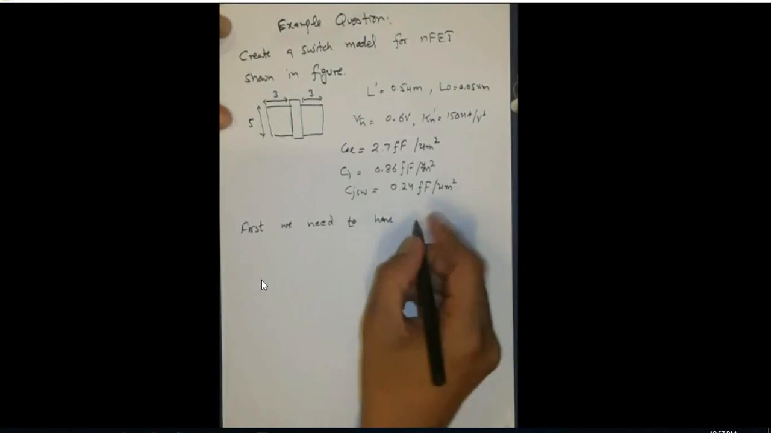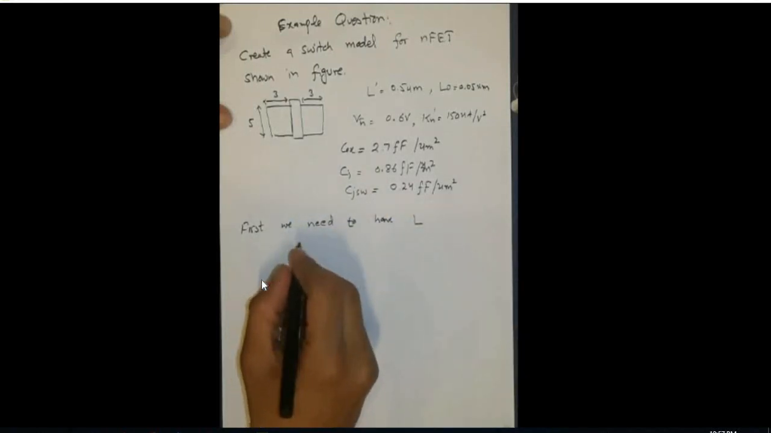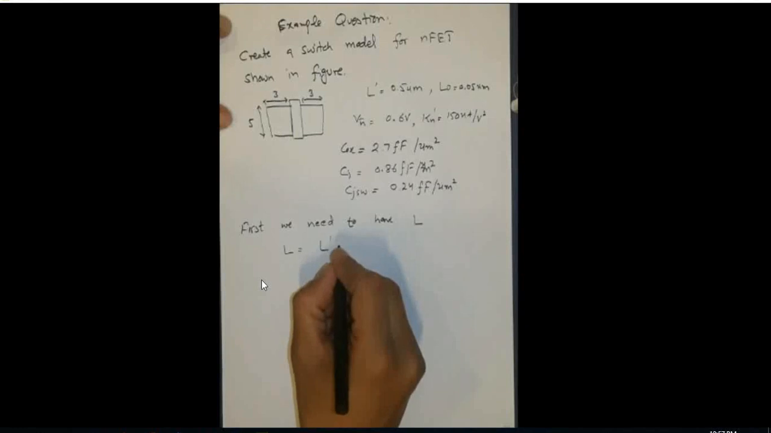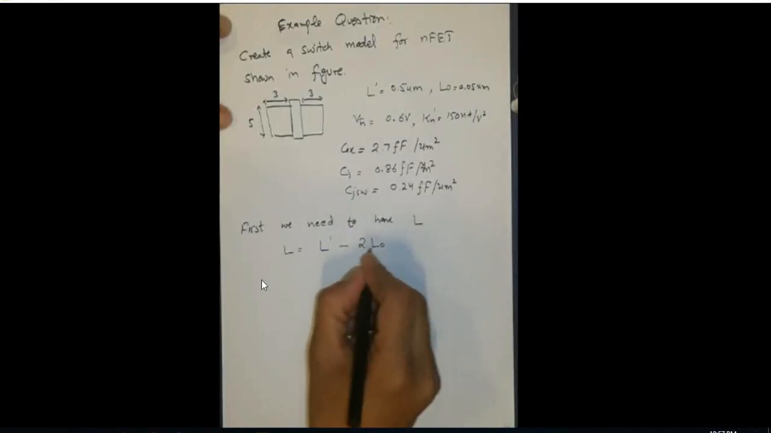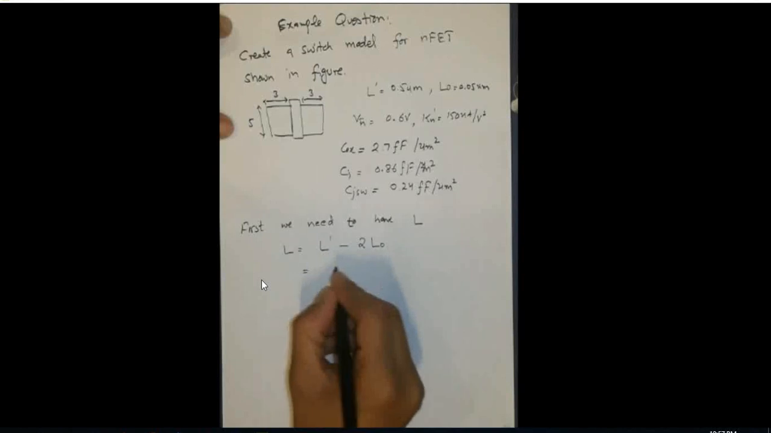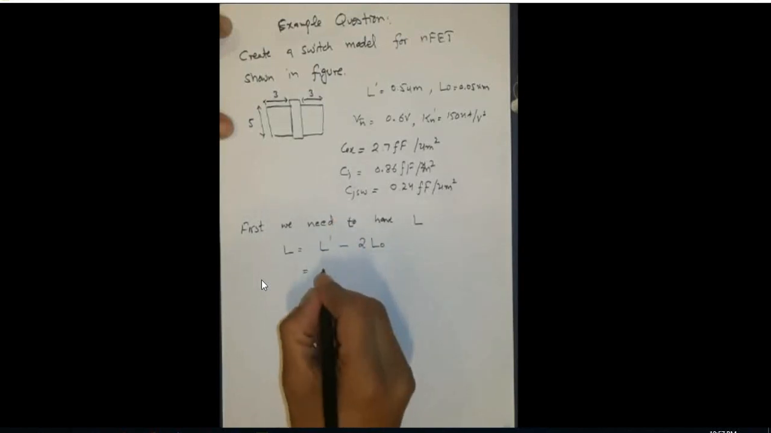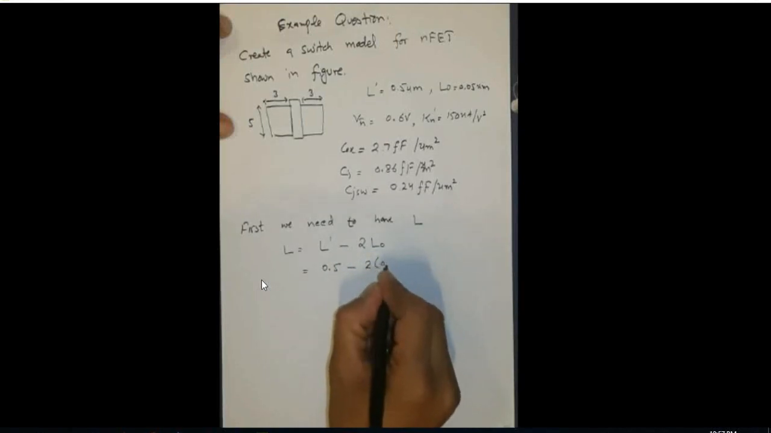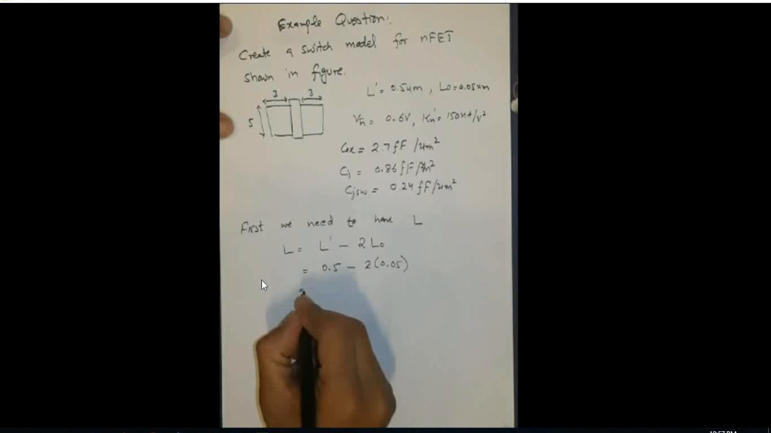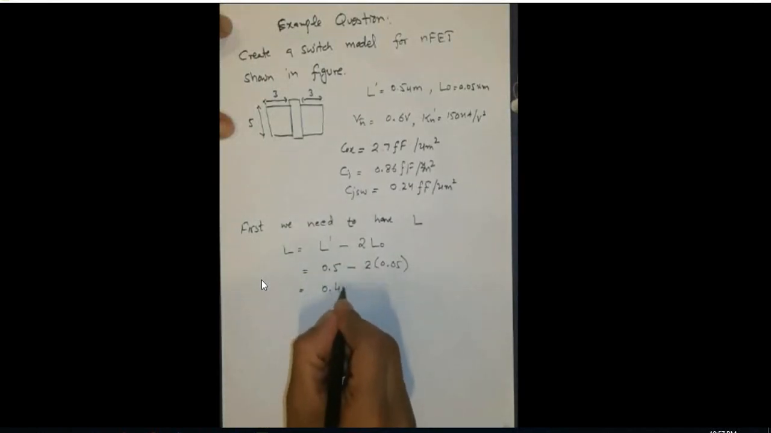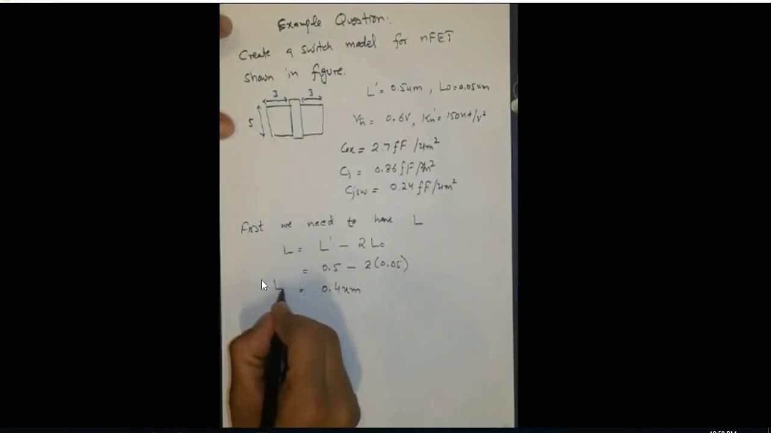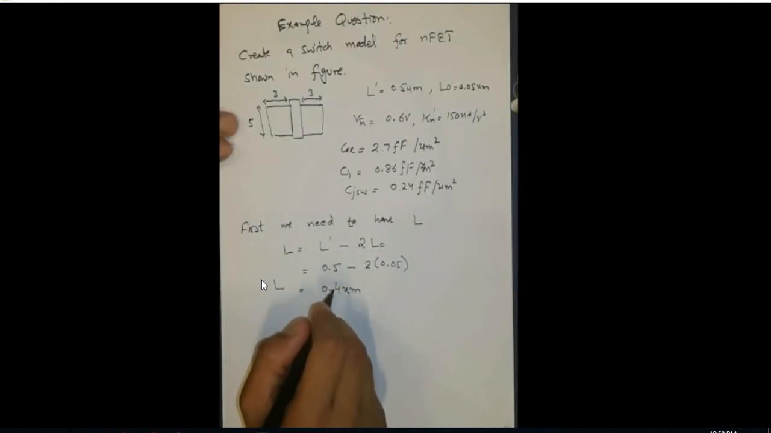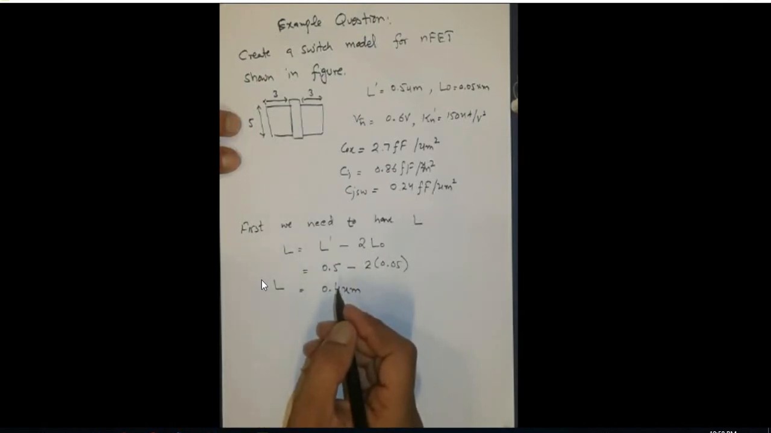to have L, that is given by L is equal to L bar minus 2 L naught, and this was equal to this L bar is equal to 0.5 minus 2 into 0.05. This turns out to be 0.4 micrometer. And then we have to find the linear resistance. For linear resistance we need some quantities, we have to find this linear resistance.